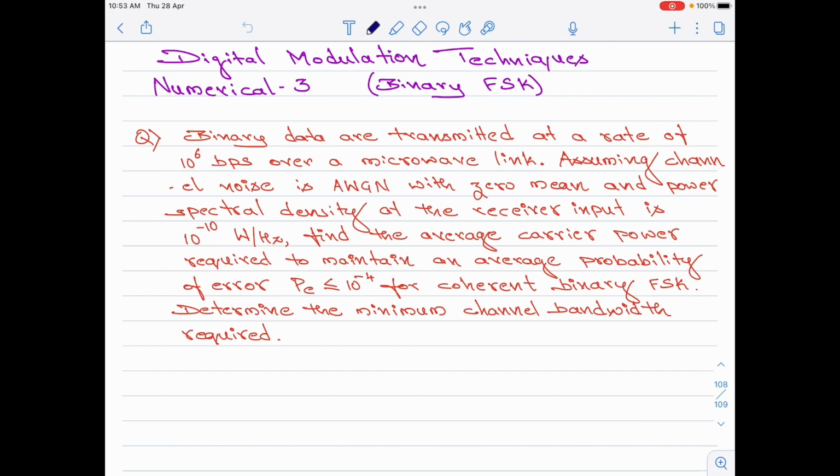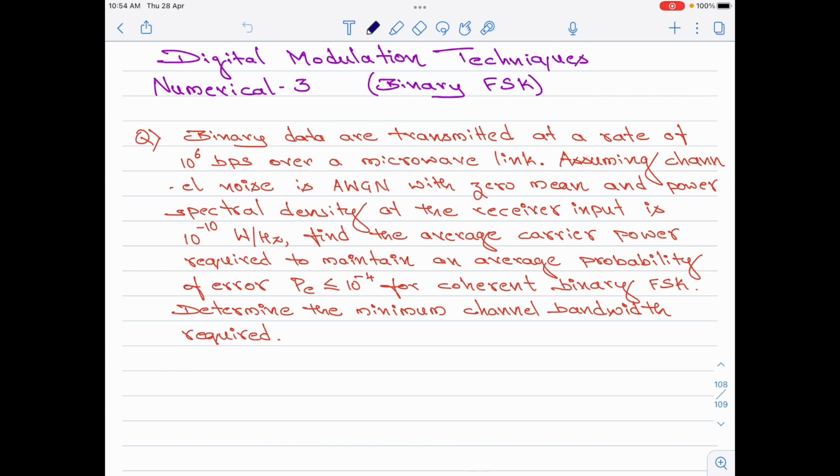Binary data are transmitted at a rate of 10 to the power 6 bits per second over a microwave link. Assuming channel noise is AWGN with 0 mean and power spectral density at the receiver input as 10 to the power minus 10 watts per hertz, find the average carrier power required to maintain an average probability of error PE less than or equal to 10 to the power minus 4 for coherent binary frequency shift keying technique. Determine the minimum channel bandwidth required.